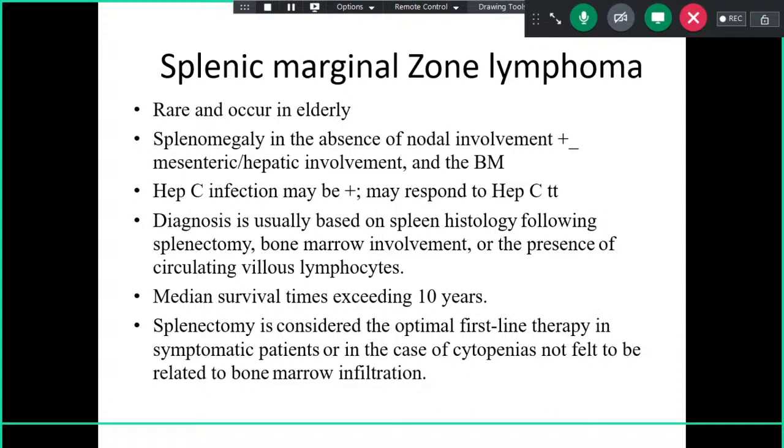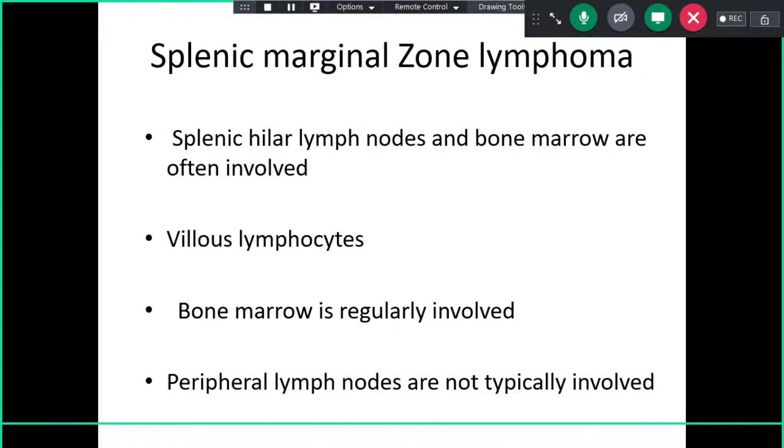So usually the patient presents with a large splenomegaly, and some are diagnosed only after the splenectomy. Sometimes it spills to the peripheral blood, and you can diagnose it by flow cytometry. The course is very indolent, with median survival usually around 10 years. Splenectomy is considered the optimal therapy, but now many other kinds of therapy have come. Earlier people used to do only splenectomy.